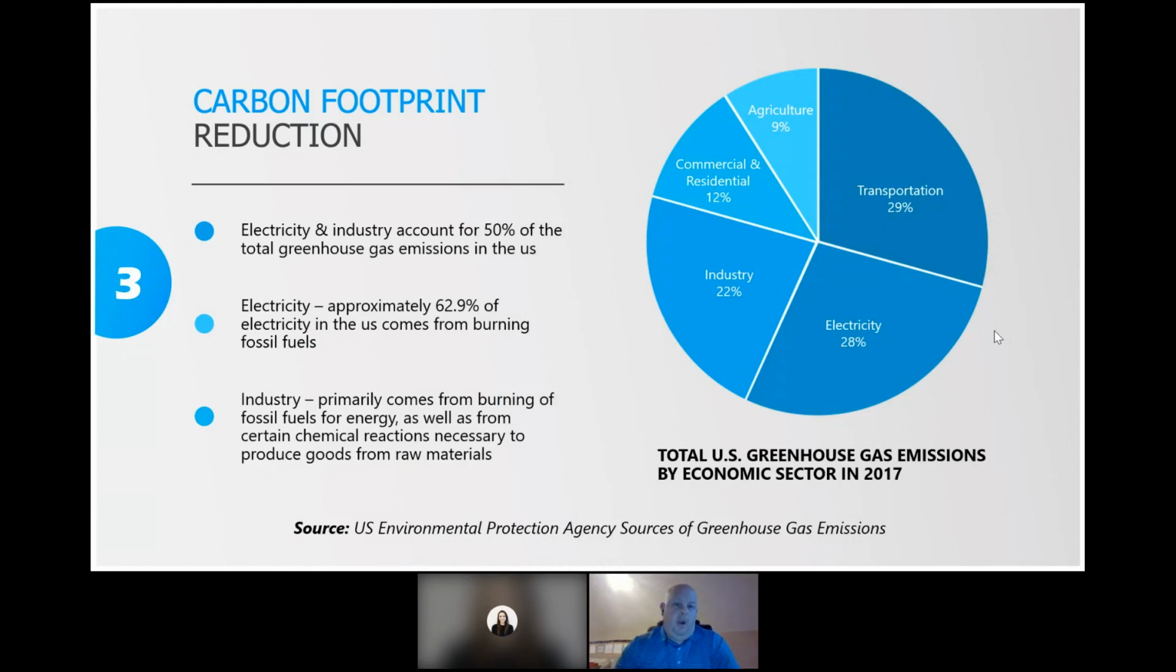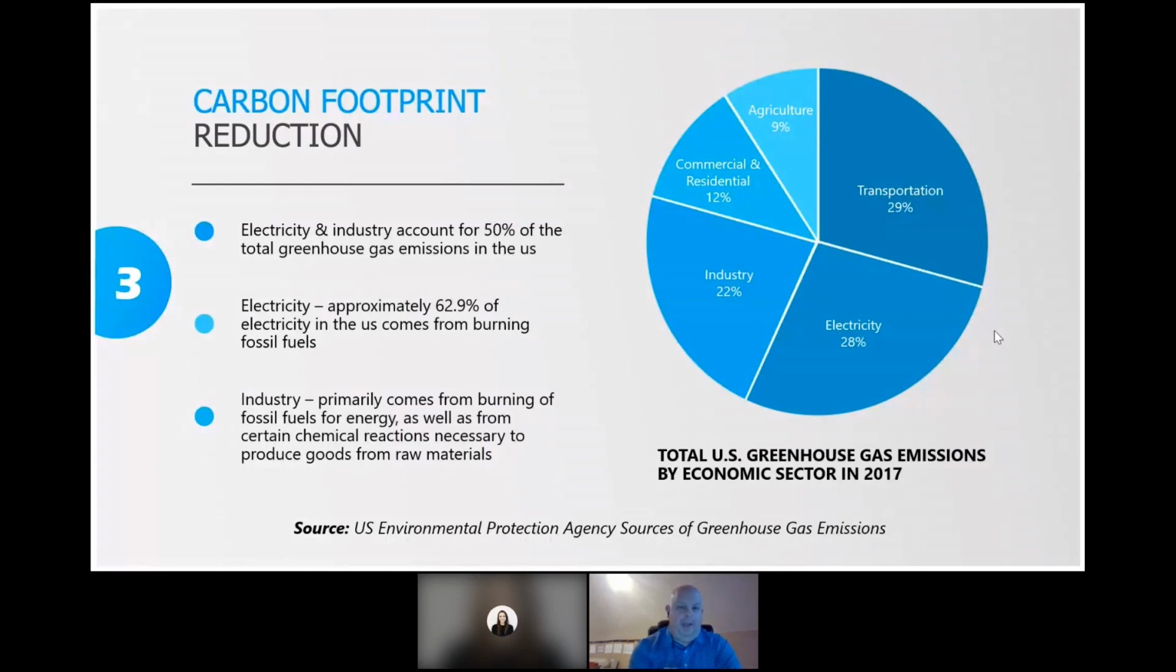So if we look at carbon footprint reduction, it's big time here in the U.S. as well as in other parts of the world. If we look at electricity and industry, they account for 50% of the total greenhouse gas emissions in the U.S. And if we look at how that electricity is produced, 62.9% of electricity in the US comes from the burning of fossil fuels. And these were 2017 numbers.